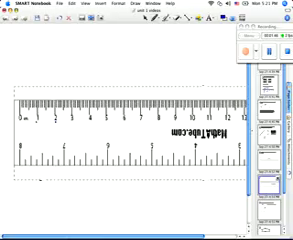So if we were measuring an object that went to this point right there, we would say that is 3, and we are 1, 2, 3, 4, 5, 6 lines past the 3. So that is 3 6/10, which we would just write as 3.6, and that is in centimeters.